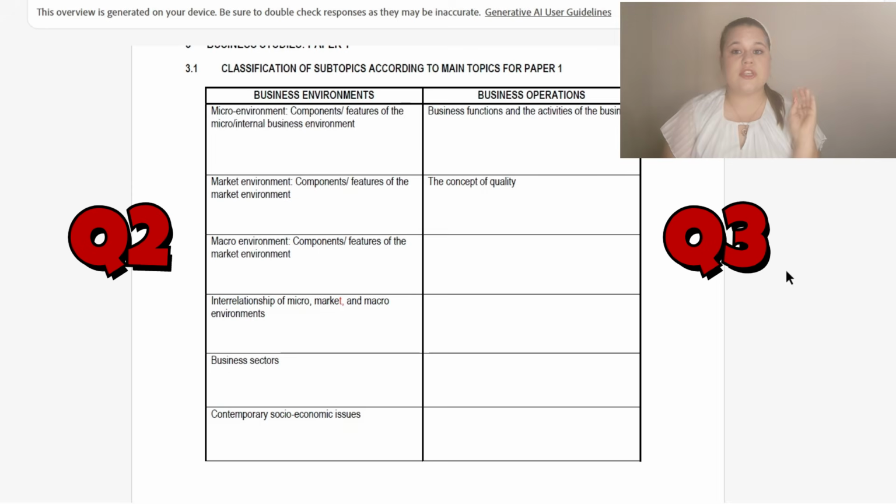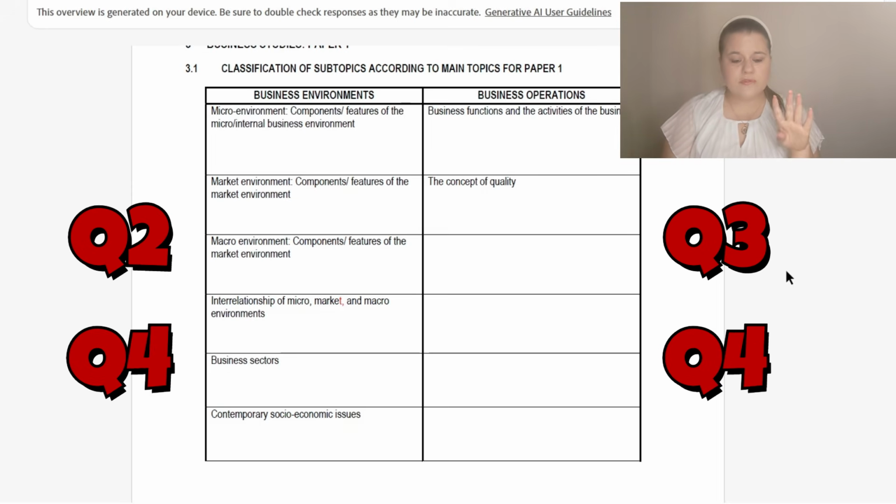Then we move to question 4. Question 4 is going to be half-half. You'll see it's got a heading saying business environment with a few questions, and then business operations with a few questions. So generally it is split 20 marks for business environment and 20 marks for business operations, depending on who's sending the paper, depending on the memo and the marking guidelines.